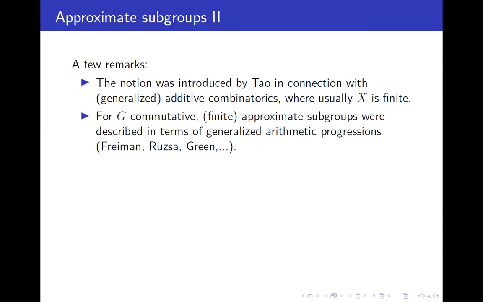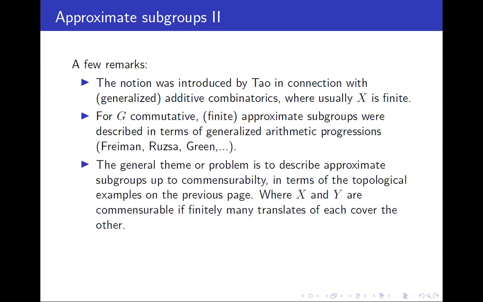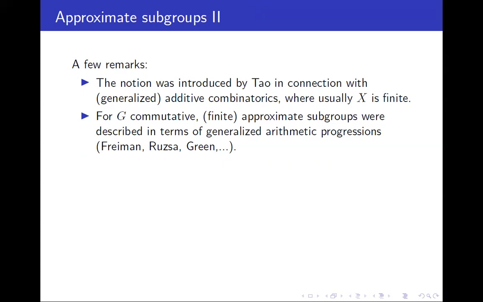For G commutative, these finite approximate subgroups were described in terms of generalized arithmetic progressions by Freiman, Ruzsa, Green, if I'm not mistaken. Gabe and Caroline know a lot of the literature here, so correct me if I make an error. Now, for arbitrary G, not necessarily commutative, finite approximate subgroups were described in terms of generalized nilprogressions by Breuillard, Green, Tao, following work of Hrushovski, which had a model theoretic component. So nilpotent groups enter: for arbitrary G, you explain finite approximate subgroups in terms of nilpotency, for different technical reasons.